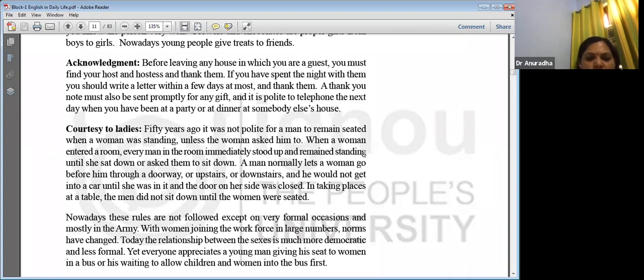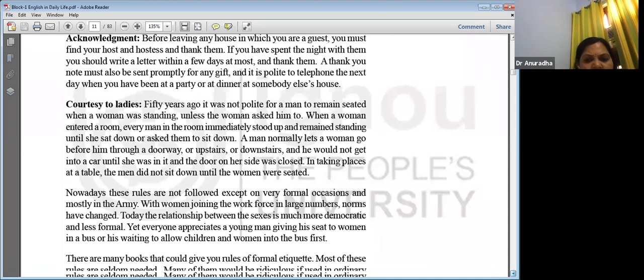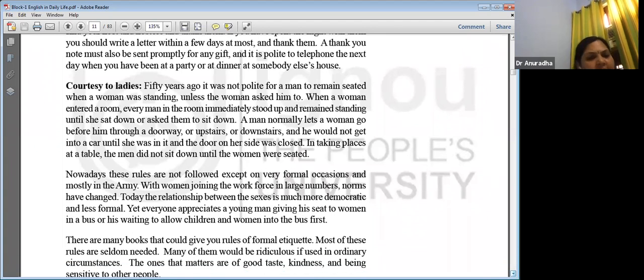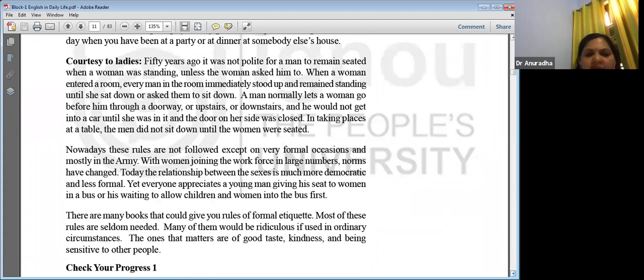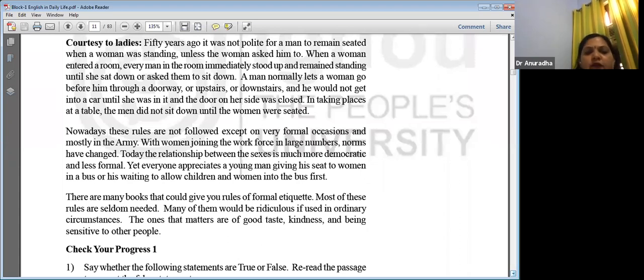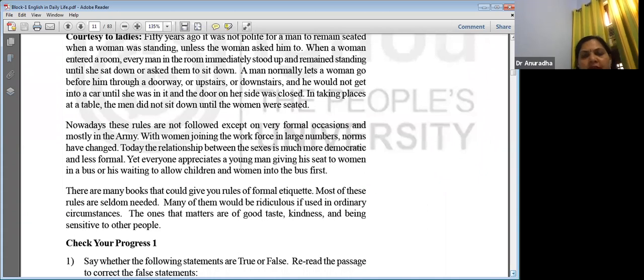A man normally let a woman go before him through a doorway or upstairs or downstairs, and he would not go into a car until she was in it and the door on her side was closed. ये छोटे छोटे manners होते थे कि man जो है वो woman का door खोलेंगे, जब तक वो बैठ नहीं जाती वो बंद नहीं करेंगे. But nowadays these rules are not followed except on very formal occasions, and mostly in army they follow it, with women joining the workforce in large groups. Because now women are joining more workforce in large numbers. If they follow such kinds of rules, it will be difficult to manage. अब वो co-workers हैं, so that's why there is no difference in man and woman now.